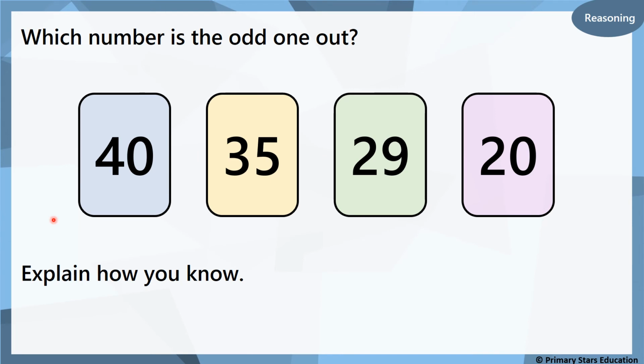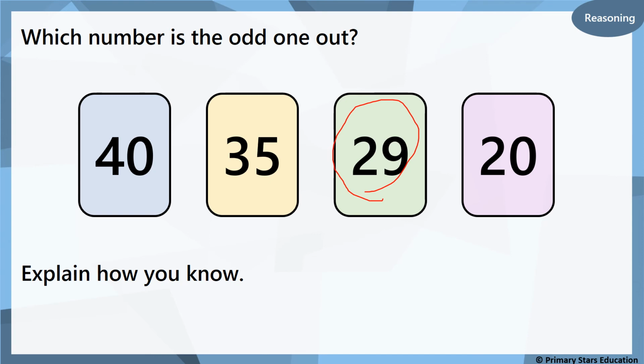Which of these numbers is the odd one out, and how do you know? Have a little think about it and pause me. Explain to a grown-up or write down your answer. Okay, shall we see what you've said? Which number do you think is the odd one out? You're right, it's the number 29. Why is that the odd one out?